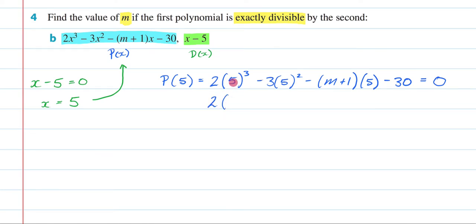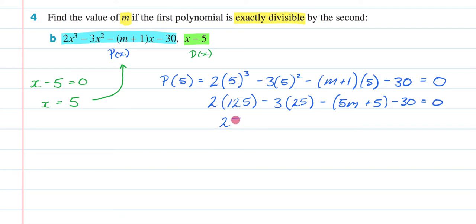It's going to be 5 cubed is 125, minus 5 squared is 25. Let me expand this out. It's going to be minus 5m plus 5 minus 30 equals 0. Let's now do some more expanding. 125 is 250, minus 325 is 75. Let me expand this out. Minus 5m minus 5 minus 30 is equal to 0.